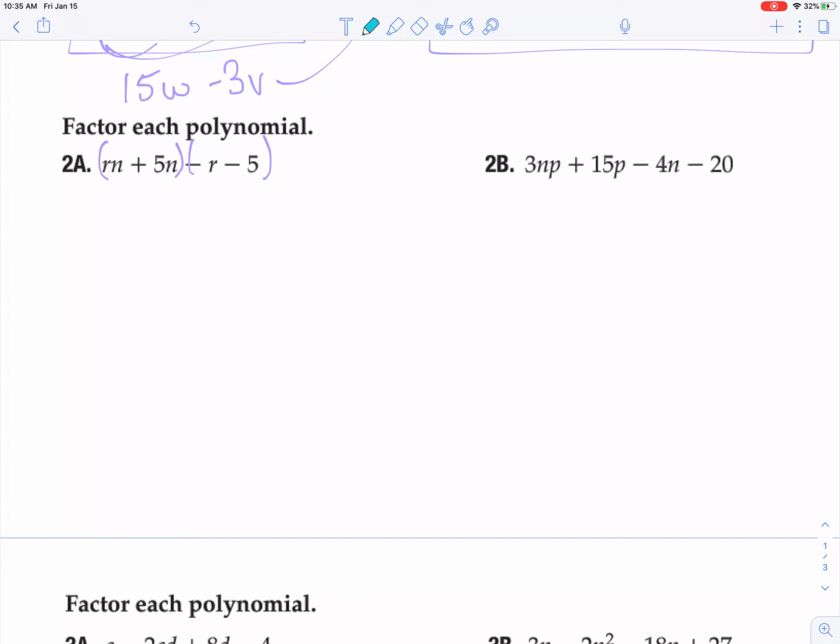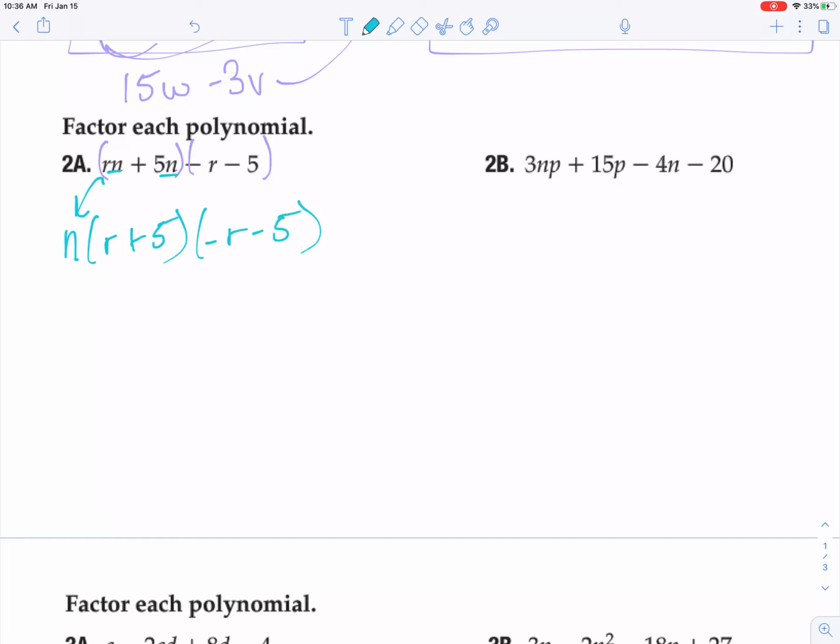Factor the left one. I can take an N out of both of them. So the N goes on the left. And oops, there shouldn't be a plus sign there. And I'm left with R plus 5. Now for just a second, I'm going to pretend that the right one doesn't exist, cover it up with my finger, and now I'm going to factor the right grouping. I don't see anything that can come out of that one. I think it's just negative R minus 5.